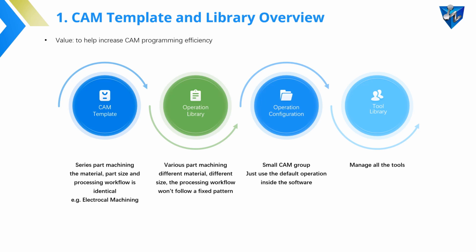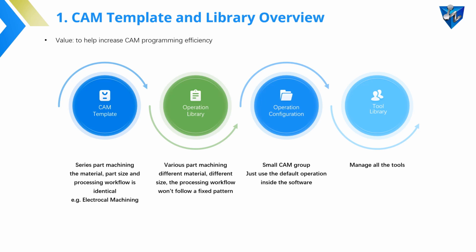Here is a brief introduction about the use scenario of them. CAM template is more for series part machining, where the material is the same, and the part size and processing workflow are identical. For example, electrode machining. If the material, size, and processing workflow vary a lot, then the operation library can be used to save time. For a small CAM group, which does not use too many operations, they may just use the default operation inside the software. Then they can adjust the default value according to their case by operation configuration.